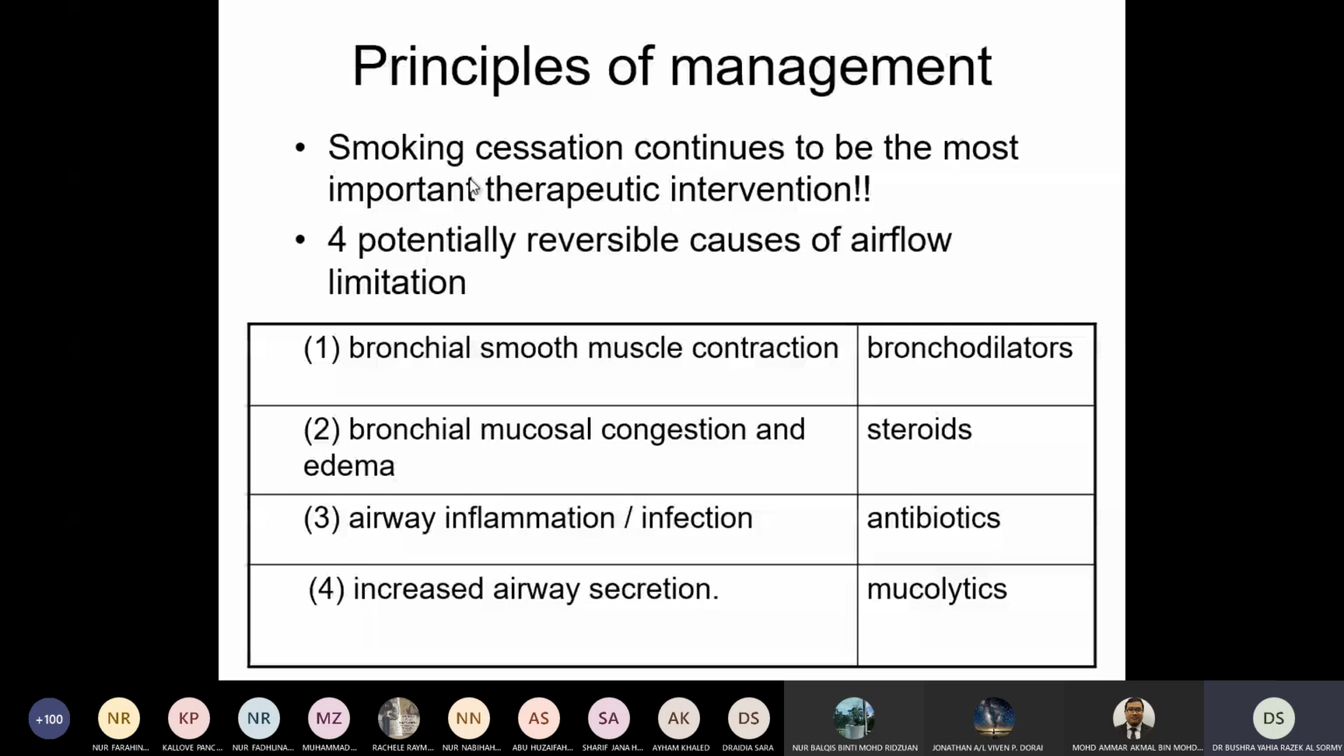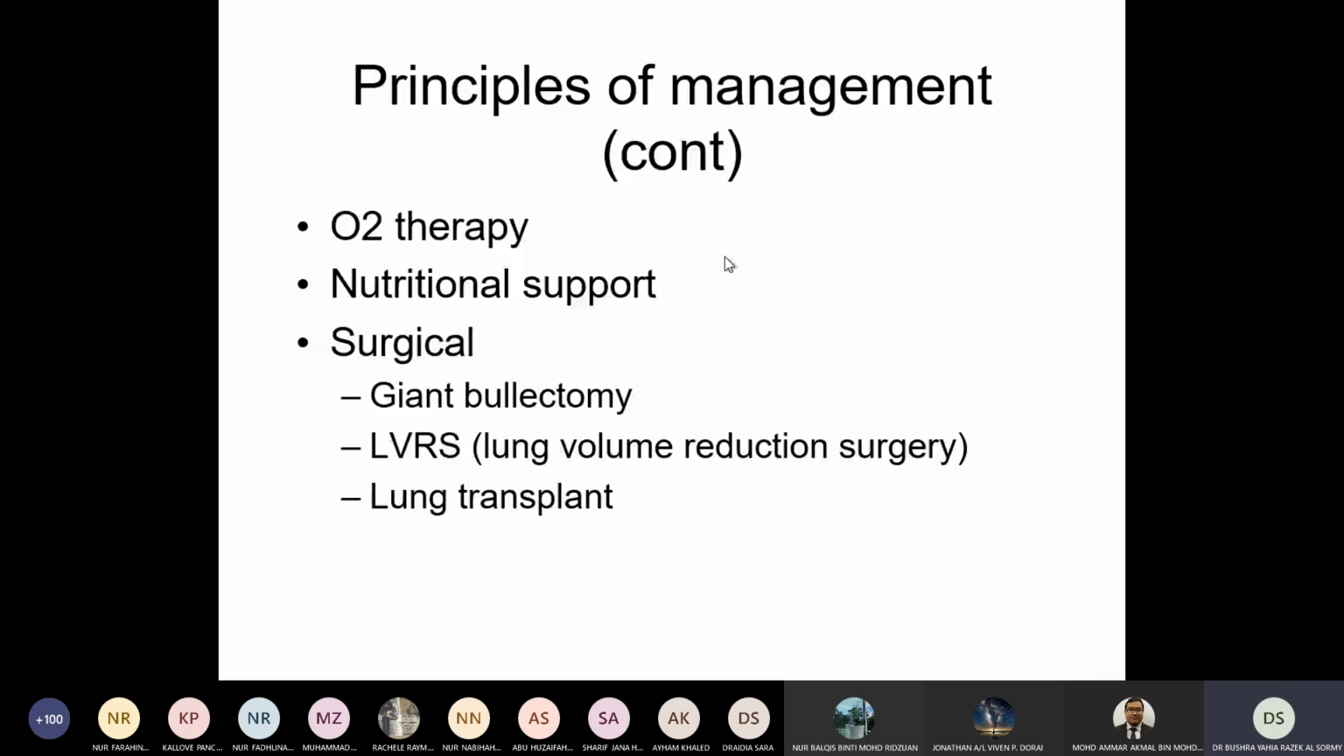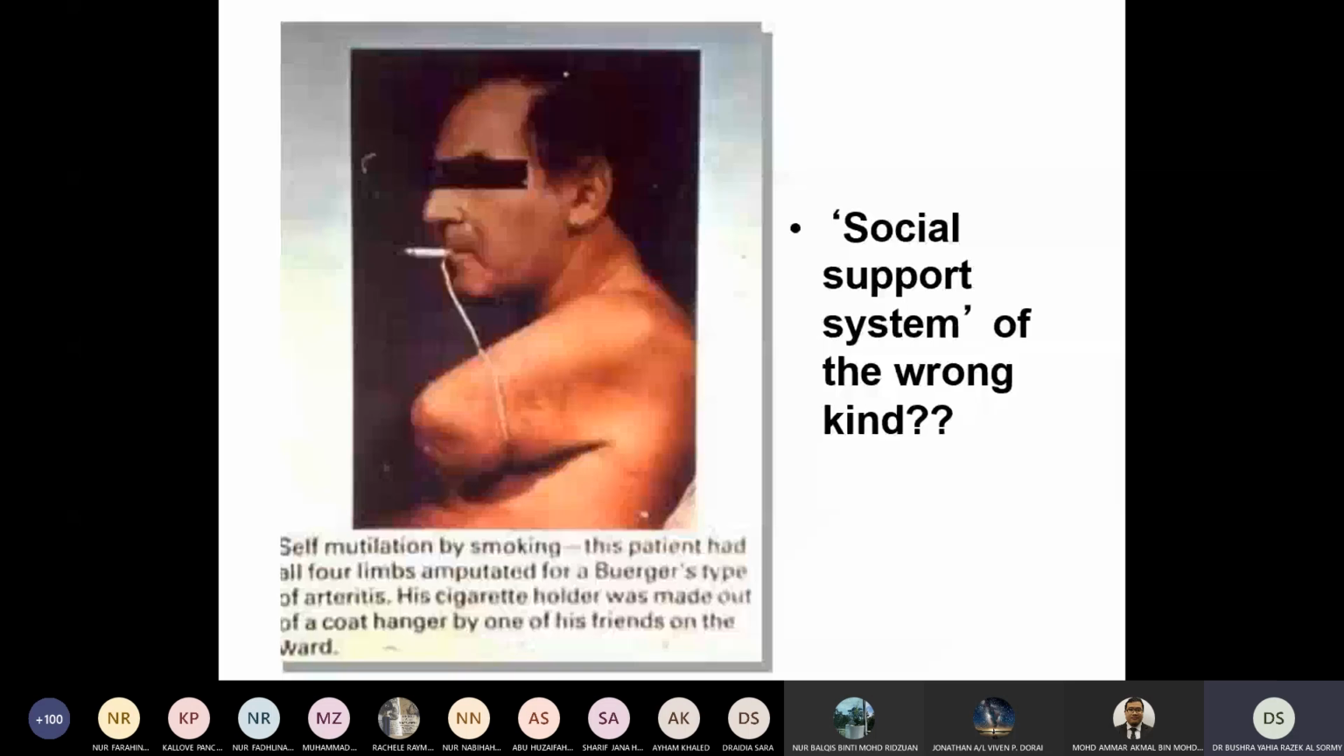Okay. So in severe cases, we can give oxygen therapy and nutritional support, and sometimes surgery. In case of a giant bulla, we do a bullectomy. We can do lung volume reduction surgery, and also lung transplantation in severe cases. Okay, this is just for smoking.